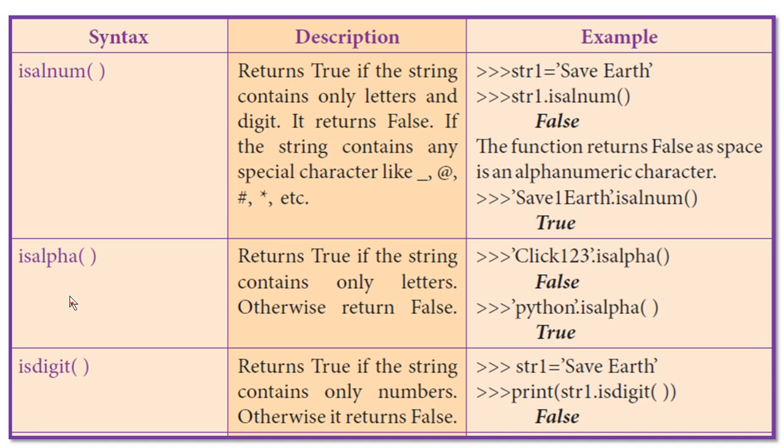Second one is isalpha. It returns true if the string contains only letters, otherwise it returns false. In this example, it contains a digit, so it returns the value false. In this example, "Python" is the text value, these are all alphabets, so it returns true. Next one is isdigit. It returns true if the string contains only numbers, otherwise it returns false. str1 equal to "save earth", here there is no digit, so it returns the value false.